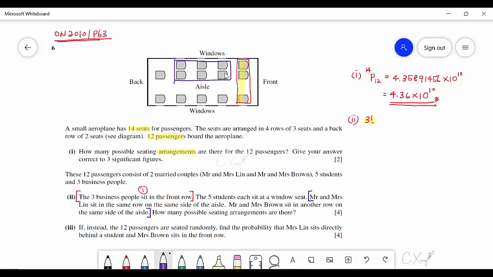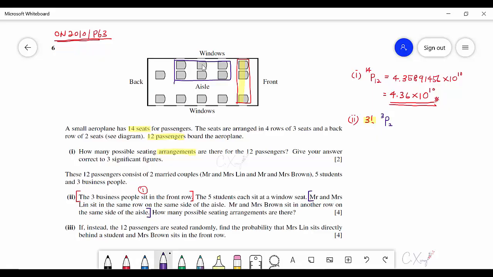Okay, so there are 3 sets of the double seat, and we want to arrange two pairs of the couple. So it should be 3p2. Each pair of couple, we will assume that they are 1 unit. All right, so that means we are trying to arrange 2 units into 3 sets of the seats.